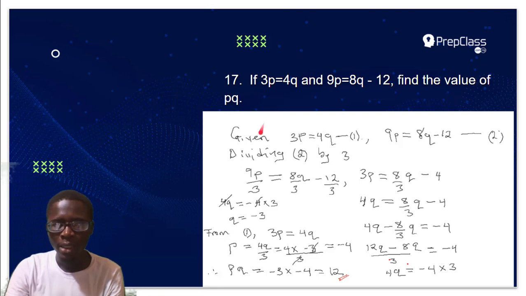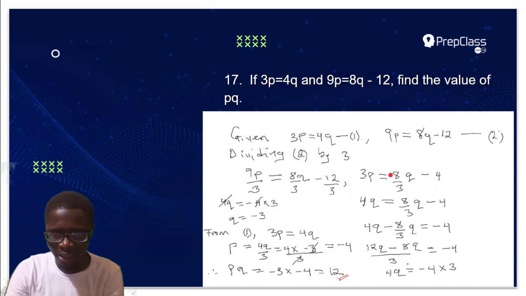So that is our pursuit here. Looking at this, we said given the first equation to be 3P is equivalent to 4Q minus 1, we call it equation 1, and equation 2 we have 9P is equivalent to 8Q minus 12. So when we decide to divide both sides by 3 in equation 2, 9 divided by 3 is going to give us 3P, and 8 divided by 3 we have 8 over 3 Q, and then 12 divided by 3 gives us 4.